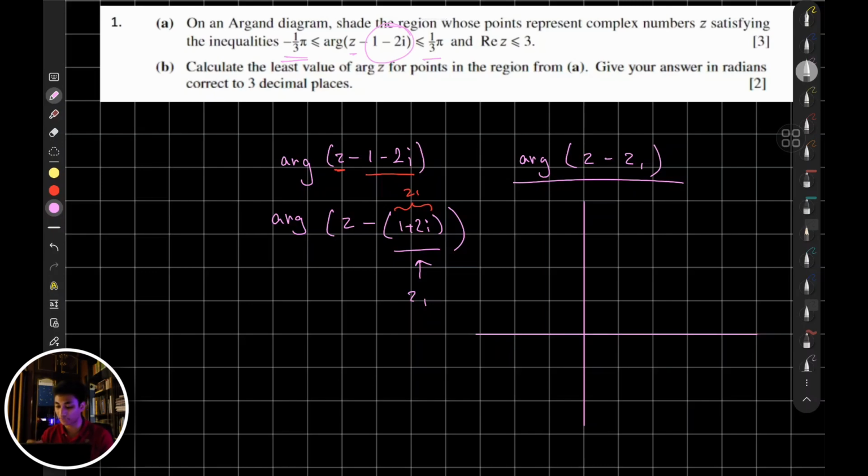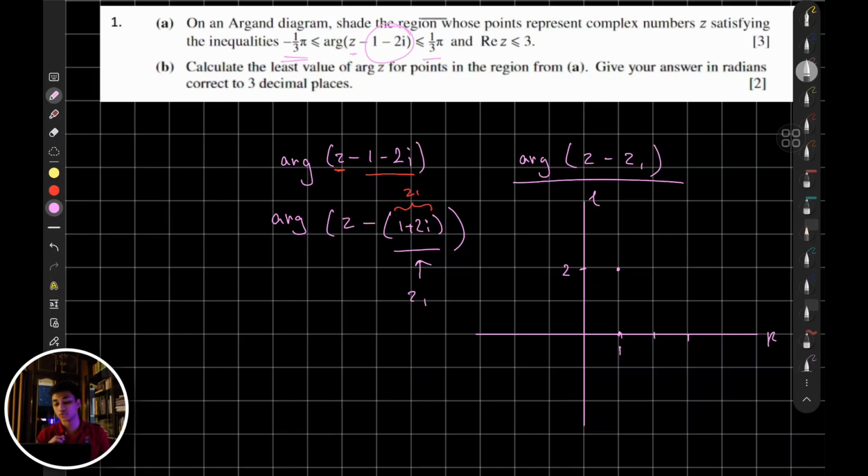Great. So if you plot that, this is I and this is real. 1, 2, 3. The real part is 1. The imaginary part is 2. Plot it. So it is at a position of 1 and 2. Phenomenal. Now what do you do?